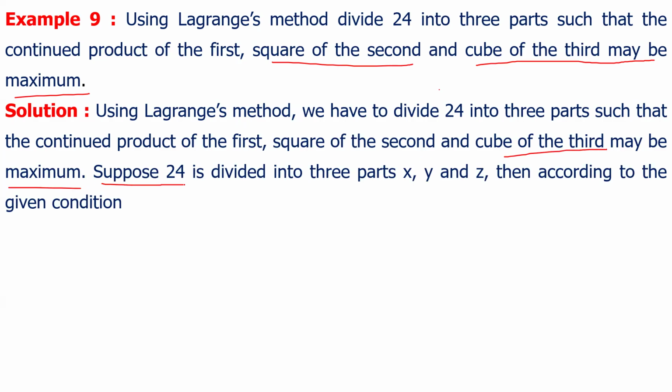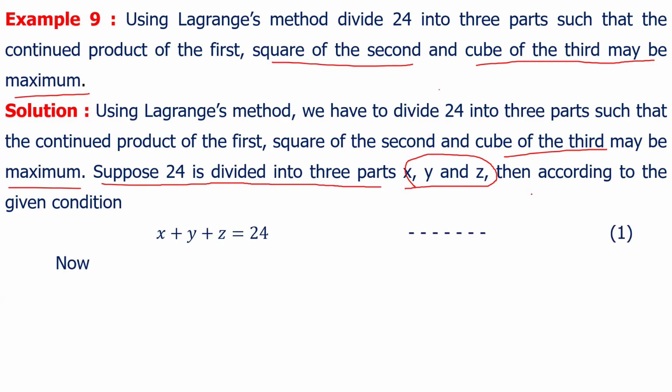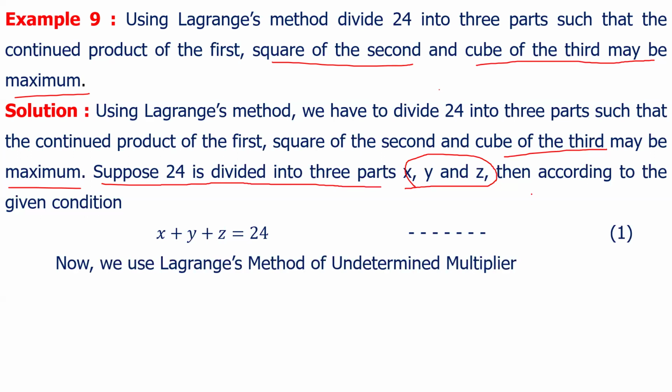So let us suppose 24 is divided into 3 parts, x, y, and z. Then according to the given condition, x plus y plus z is equal to 24. Let us give it equation number 1. Now we use Lagrange's method of undetermined multiplier lambda to solve this question.